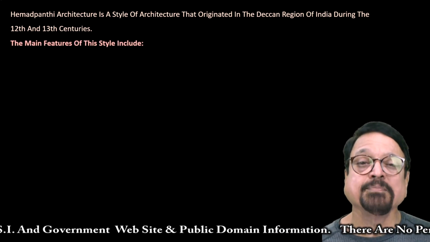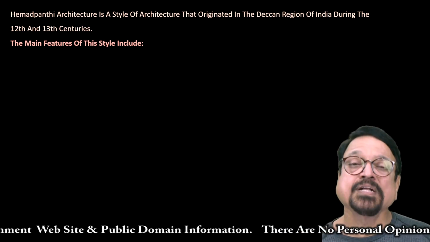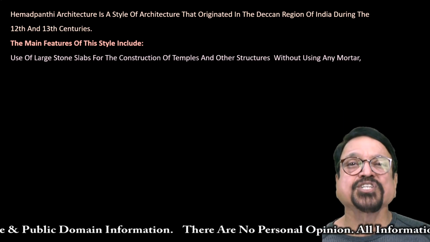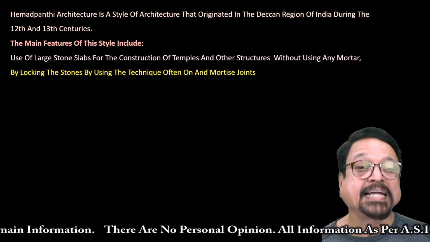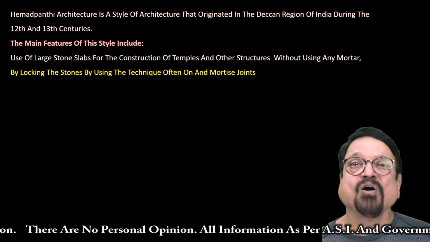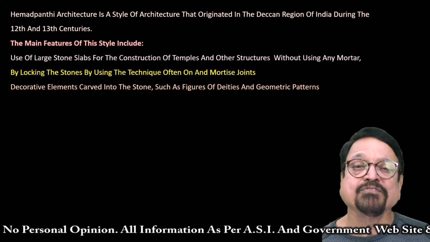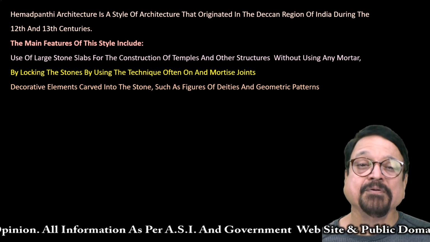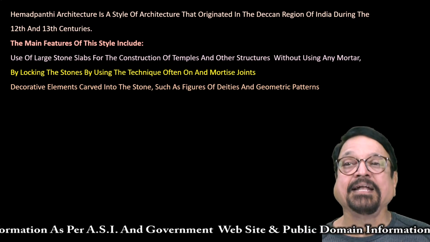Most of the temples built in the Hemadpanthi style belong to the 12th and 13th century. What are the main features, why is this style different? The use of large stone slabs for the construction of temples and other structures without using any mortar or binding material, by locking stones using a technique often based on the mortise joint. So it's a technique of joints, of piling up large slabs one over another by interlinking them, which gave stability.